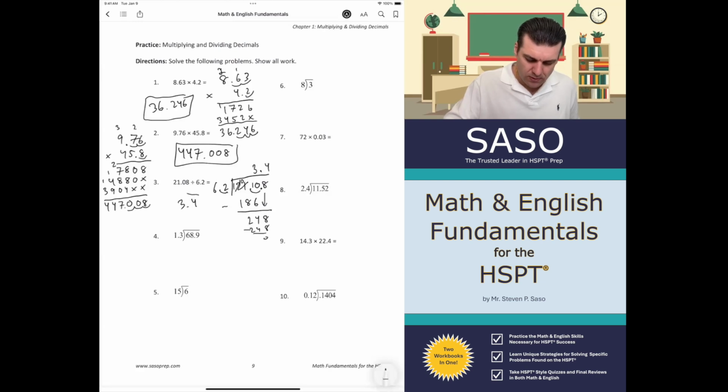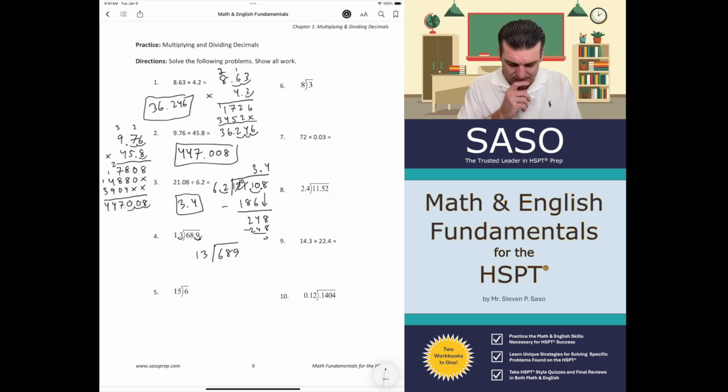3.4 for that one. All right, number 4, we have 68.9 divided by 1.3. Same thing, we just need to move it over one place there, one place there. And essentially this is going to be 689 divided by 13, after moving the decimals. Okay, so 13 goes into 68. Let's see, about how many times? Is it 4? 4 times 3 is 12, carry the 1. 4 times 1 is 4, plus 1 is 5. Oh, I think we can do, that's going to be 16, right?